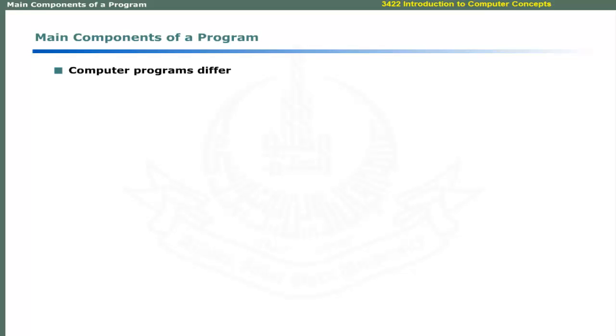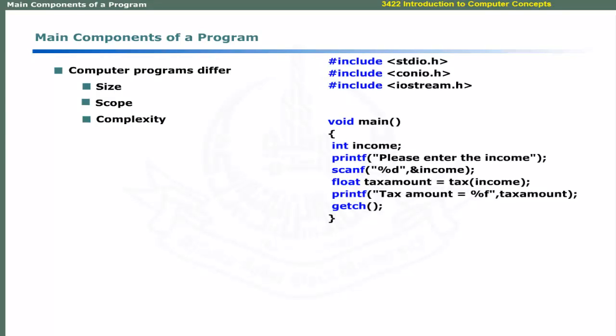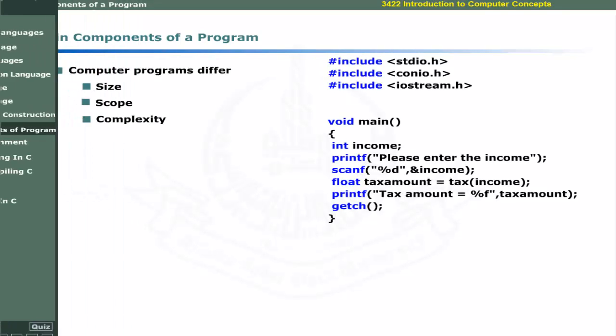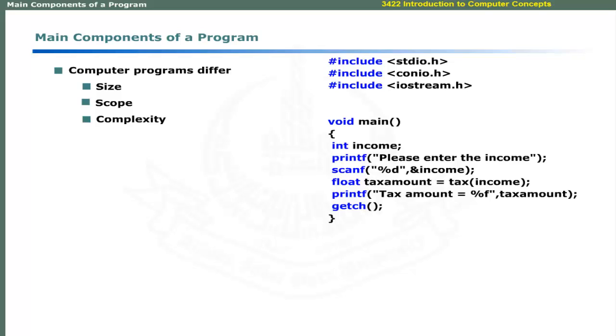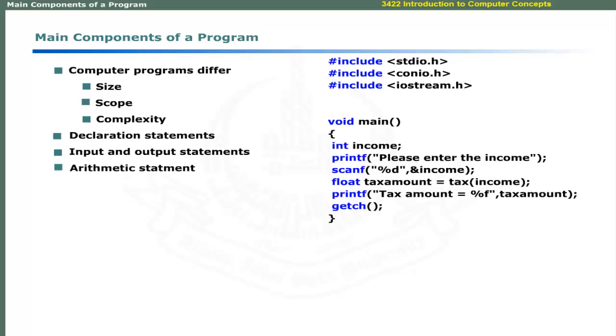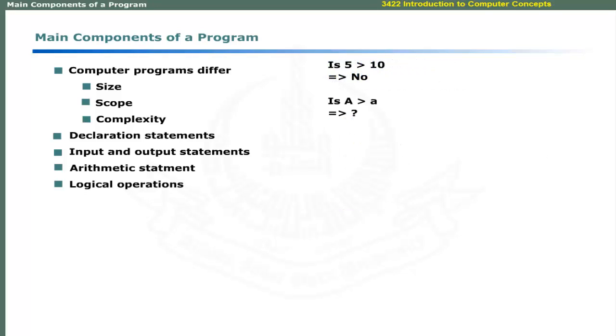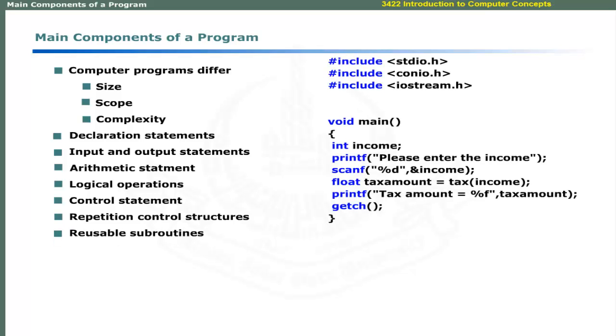Computer programs differ in size, scope, complexity, and their application. Regardless of their function, these comprise these components: declaration statements, input and output statements, arithmetic statements, logical operations, control statements, repetition control structures, and reusable subroutines.